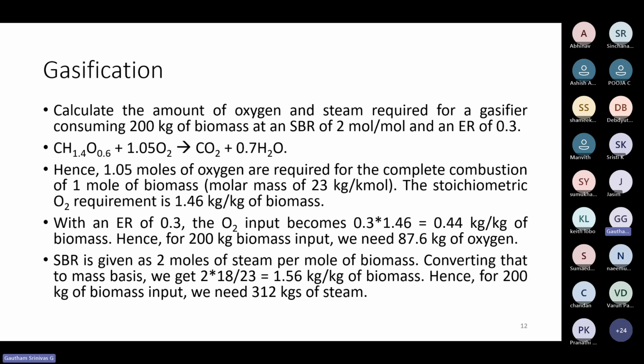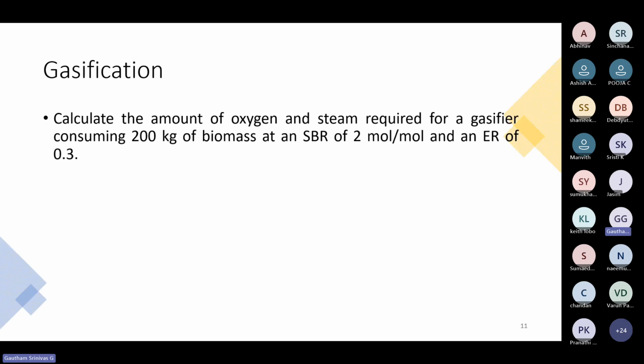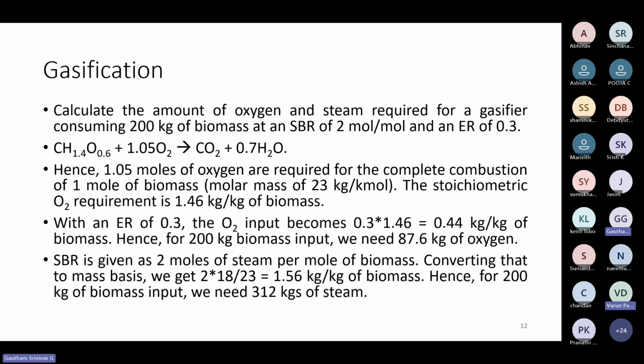So if you have an equivalence ratio of 0.3, what is the actual oxygen input? This multiplied by 0.3, which is 0.44 kilogram per kg of biomass. For complete combustion you need 1.46, but you are giving only 0.44 because your equivalence ratio is 0.3. So 0.44 times 200, which is what the question asks, you need 87.6 kgs of oxygen.